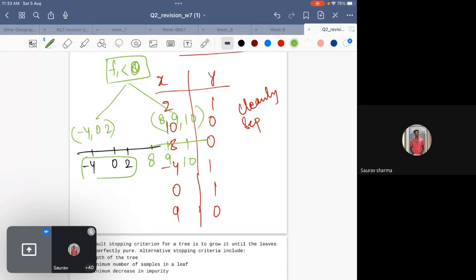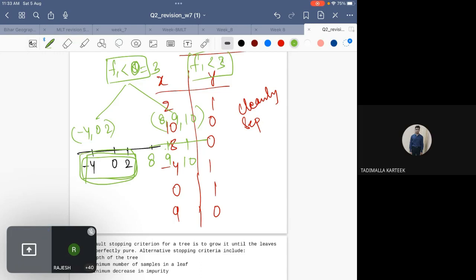Theta can be what? Tell me. If you are putting theta equals 3, should it split cleanly? If you are putting f1 less than 3, it will go, right? This will go. Okay, so 3 can work.